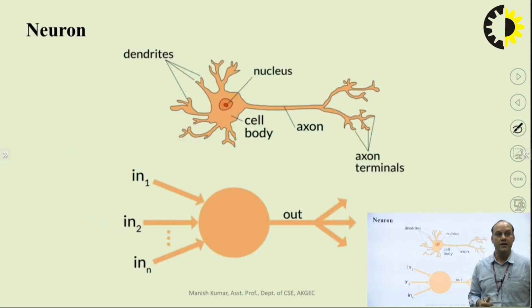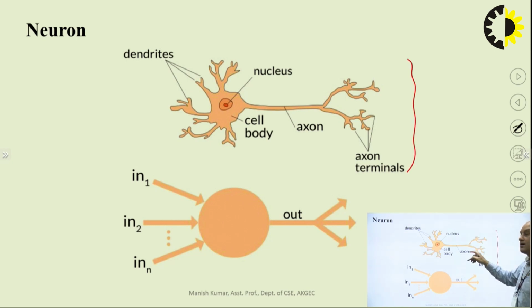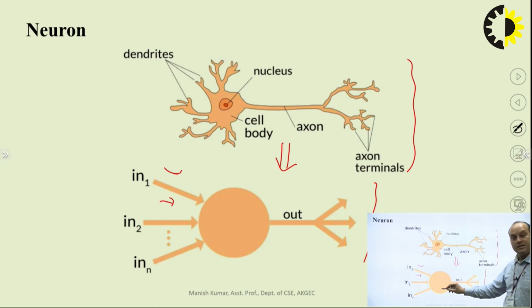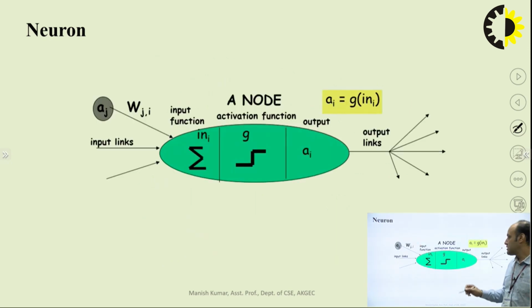Here I am briefing that this is a biological model, and inspired by this biological model we make a model that we call an artificial neural network. We are getting inputs, we have n number of inputs, all those inputs are summed, we do the summation, and we get output. So from the biological neuron, the artificial neural network is made.